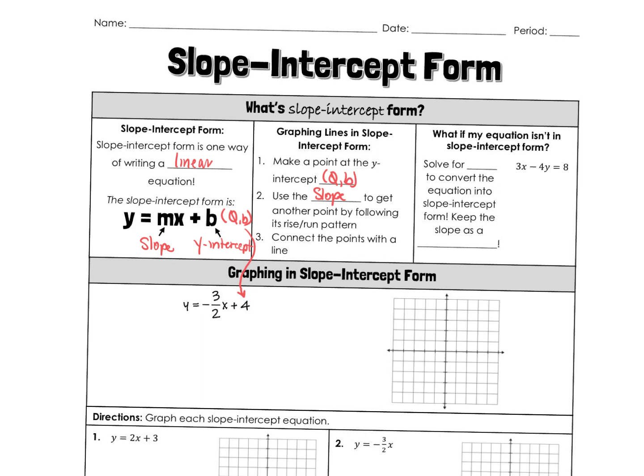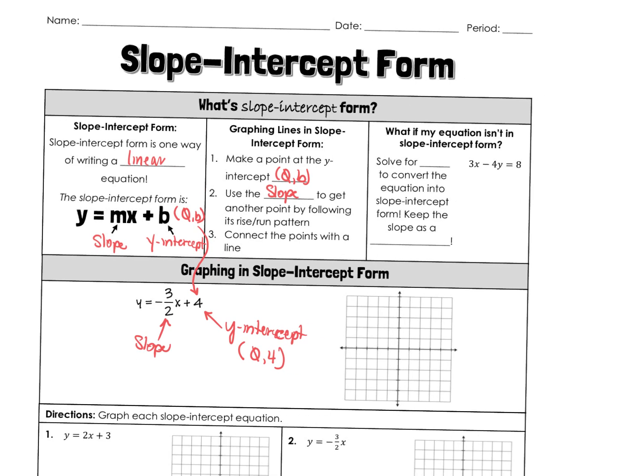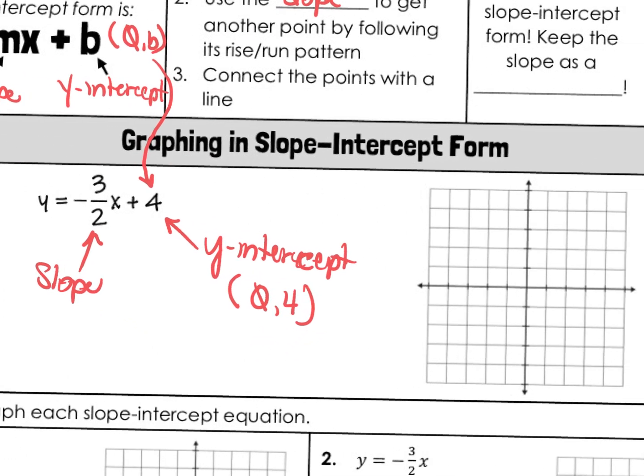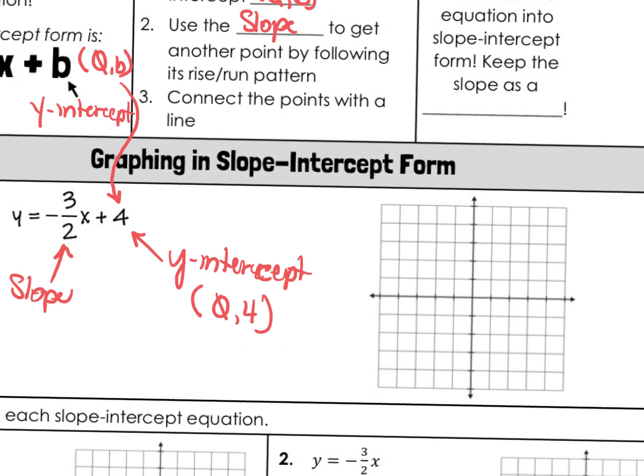The first equation is y equals negative 3 over 2x plus 4, where negative 3 over 2 is the slope and 4 is the y-intercept. And to graph that point, it's going to be 0, 4. So you come over here to the graph. Go where x is 0, which is right here, and where y is 4. 1, 2, 3, 4, and put your dot right here, and that is your y-intercept.